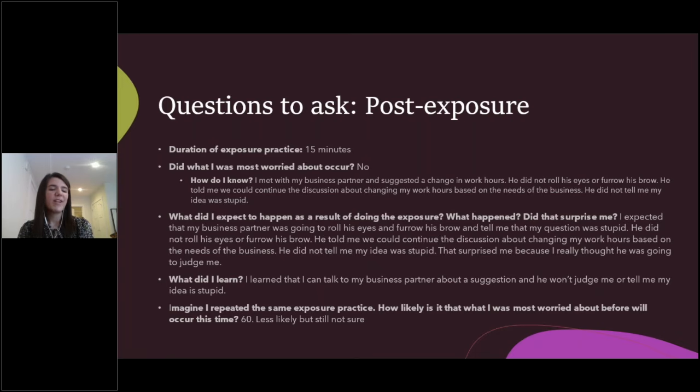Imagine I repeated the same exposure practice. How likely is it that what I was most worried about before will occur this time? And he rated it a 60, which is still high. It's less likely, but still not sure.